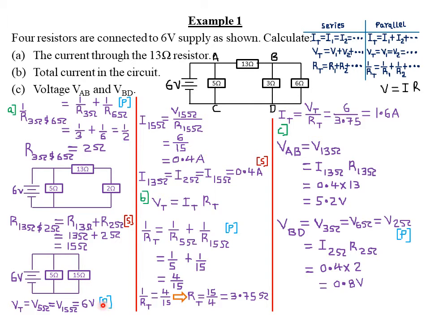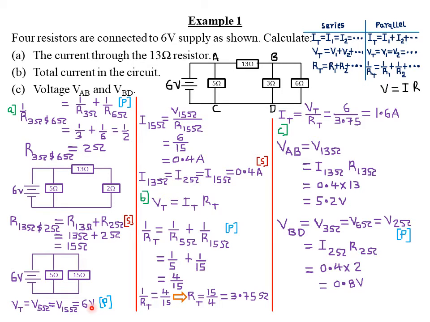The reason being the cell, that is the battery, the 5 ohm resistor and the 15 ohm resistor are actually in parallel connection. And we said that for parallel connection, V total is equal to V1 is equal to V2. Therefore, the voltage through the 5 ohm resistor is equal to voltage through the 15 ohm resistor is equal to V total. So remember, V total we are given as 6 volts. That is from the question. Therefore, the voltage through the 15 ohm resistor is simply 6 volts.